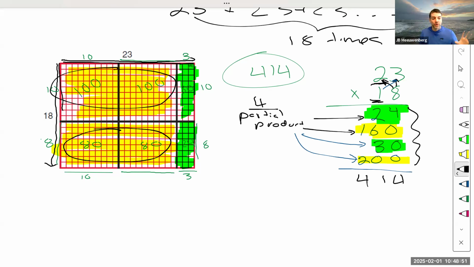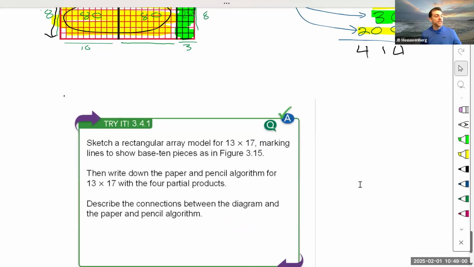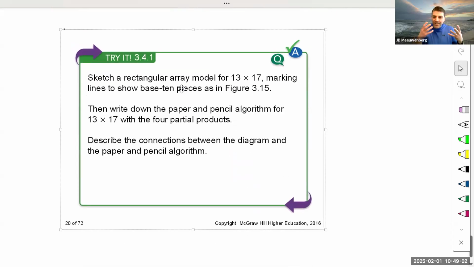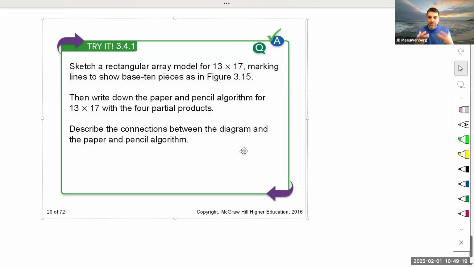So now I want you to try one on your own. I want you to imagine 13 by 17. I want you to sketch, right? So draw out, sketch what a rectangular array would look like for 13 by 17. Then write down the paper and pencil algorithm for it with those 4 partial products. And then just start to consider the connections again between the diagram and your paper and pencil algorithm. Okay, so take a few minutes to sketch that out, do the algorithm, and then come back to the video.